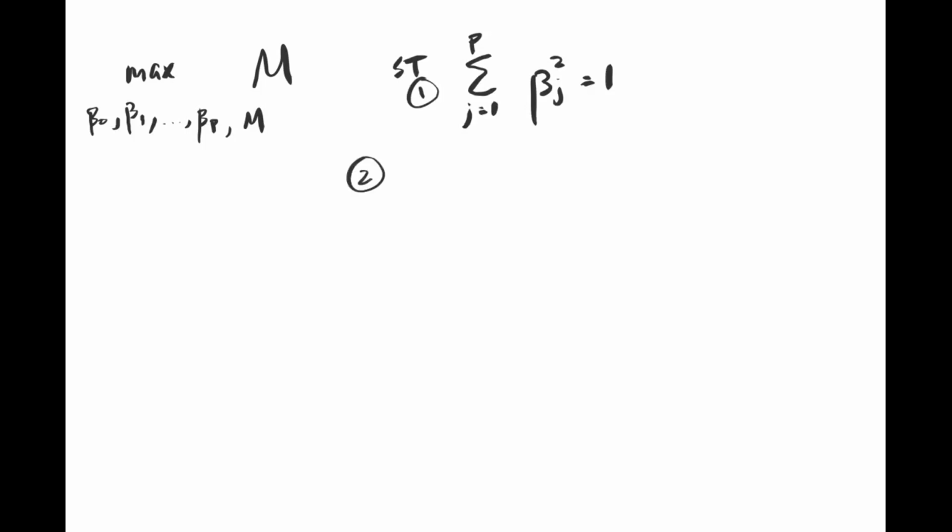So this is a formal optimization where we maximize this thing called M over beta 0, beta 1, up to beta p, and then M. So M is actually also a decision variable such that, so the constraints of the system, the first constraint, and then the second constraint looks something like this.